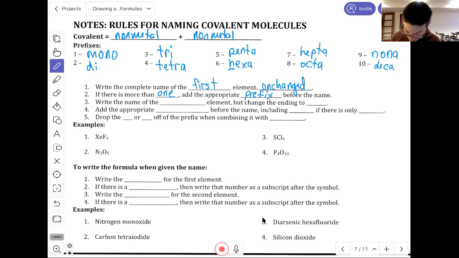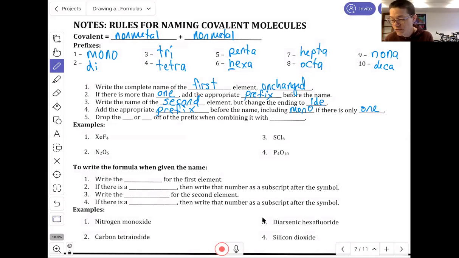Now the second element, when I write the second element, I do have to make a change. I have to add ide to the end. And I'm going to pull up here in a minute and write down what those endings are. But I'm going to write "ide." You always have to use a prefix with the second element, including mono. So mono only gets used for the second element, never with the first, only with the second.